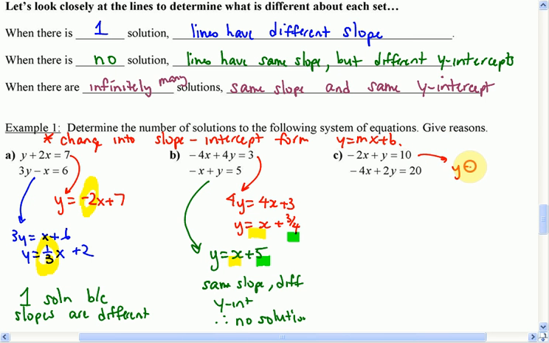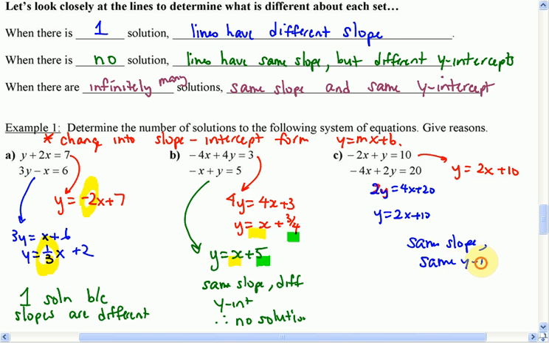Last but not least, I will do this really quickly. You can probably predict which one it's going to be. Same slope, same y-intercept, infinitely many solutions.